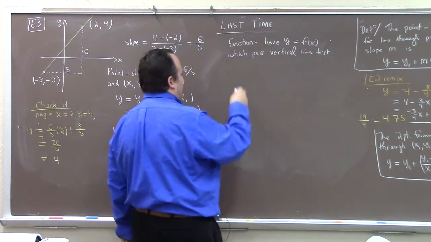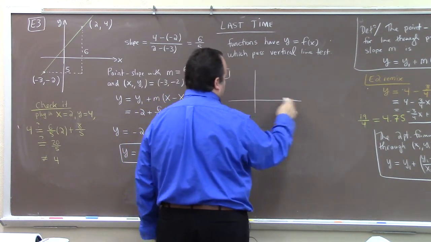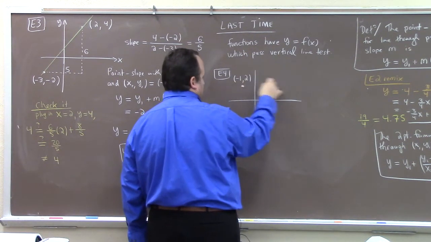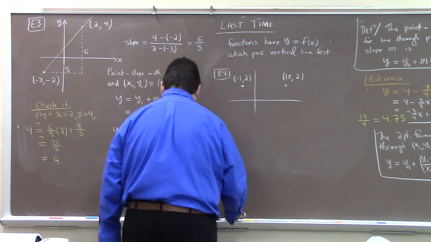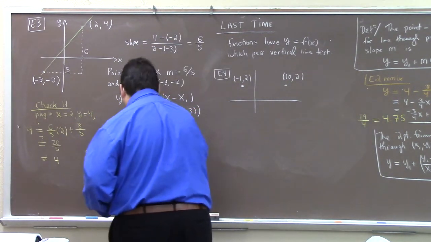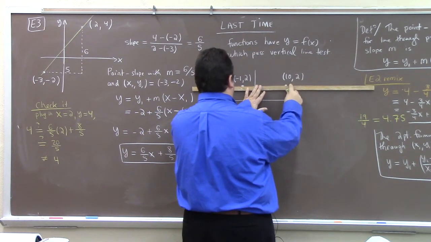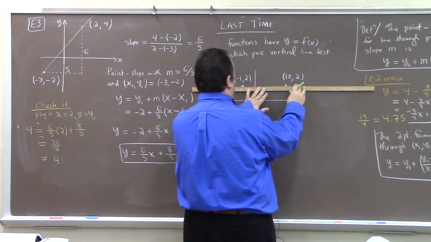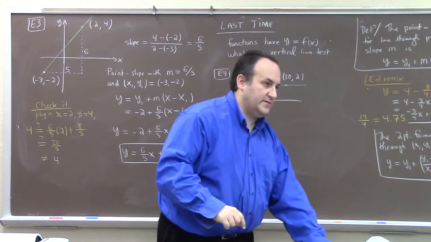Well, I mean, here's one that does. Let's start out with one that does. Example 4. If we want an equation of the line which goes through the points, let's say, (-1, 2) and (10, 2). What's the slope of this line? This is a horizontal line, right? What's the slope of a horizontal line?